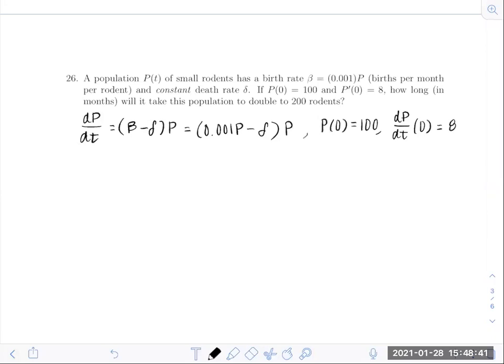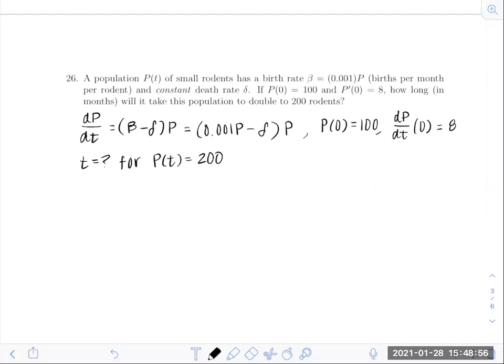Okay, so our goal is to do what? It says how long will it take for the population to double? So t equals what for our population p of t to equal 200? So here is our goal.